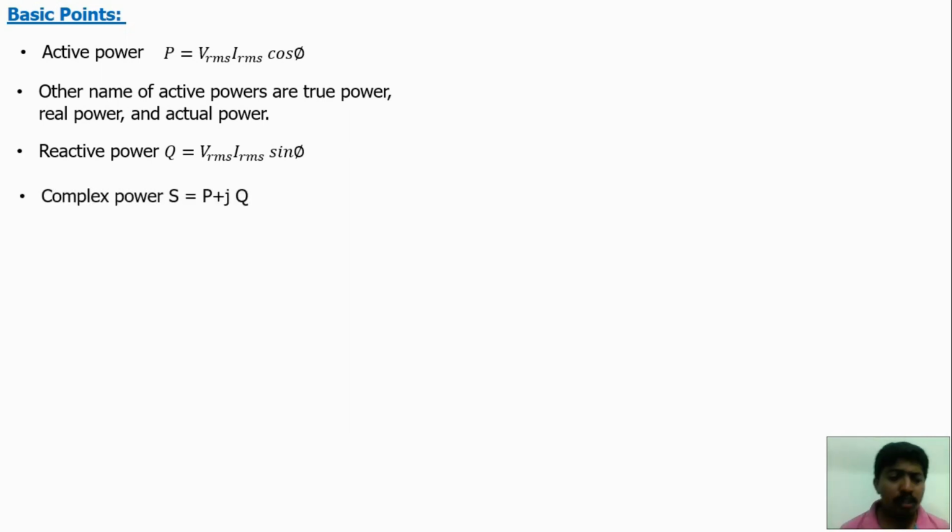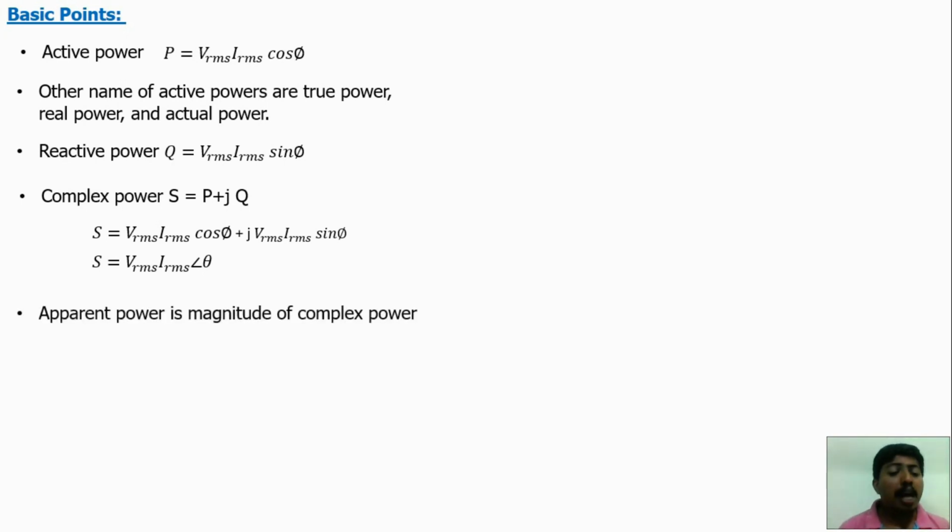The fourth one, the complex power S is the sum of active and reactive power, S equal to P plus jQ. Substituting, we get S equal to Vrms Irms cos phi plus j into Vrms Irms sin phi. This is in rectangular form. If you convert it to polar form, the magnitude is equal to Vrms Irms, and the angle phi is the angle difference between Vrms and Irms.